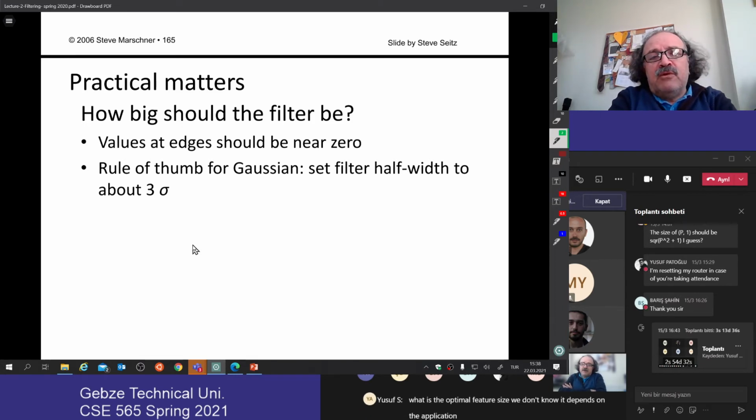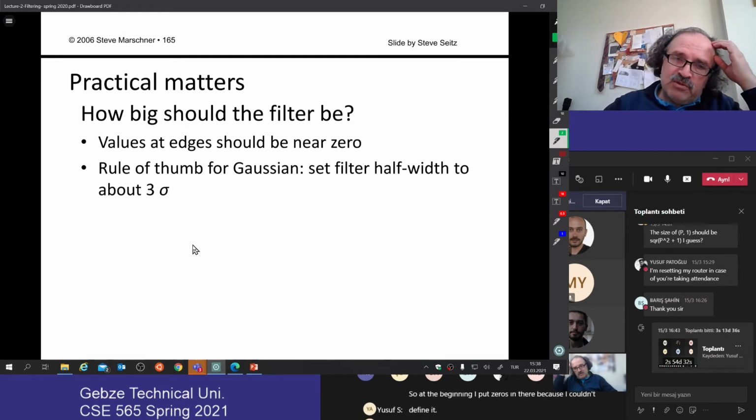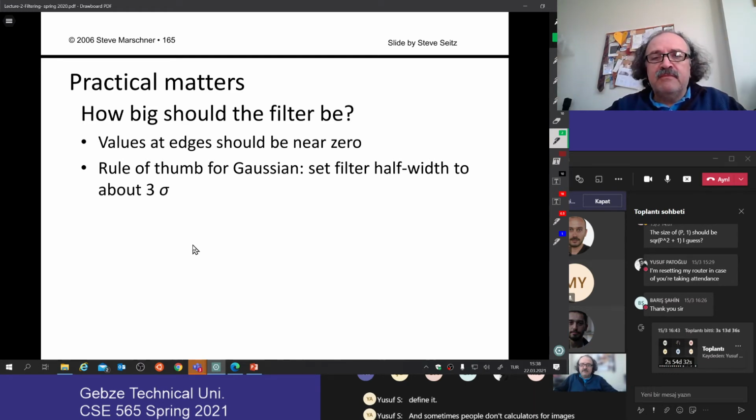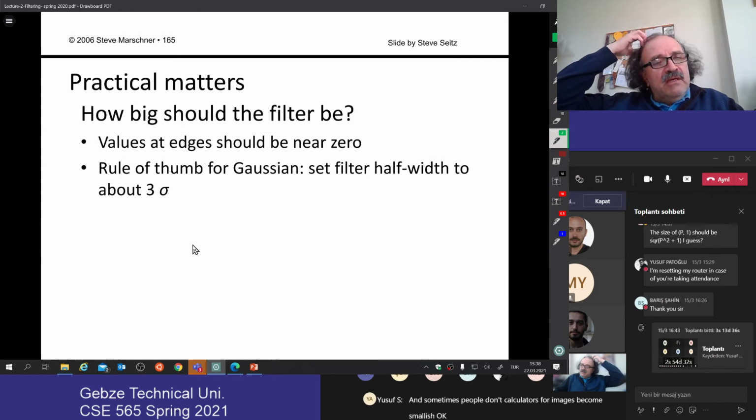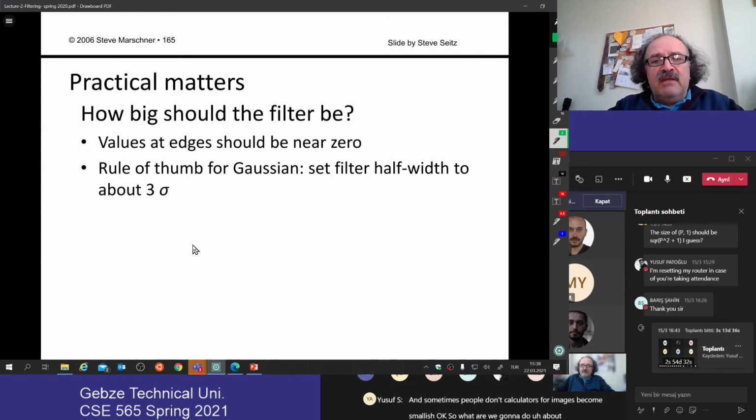Also, what are we gonna do with the ends of the images, near the edges of the images? At the beginning I put zeros in there because I couldn't define it, and sometimes people don't calculate it, so images become smaller. Okay, so what are we gonna do near the edges of the images when it comes to filtering?